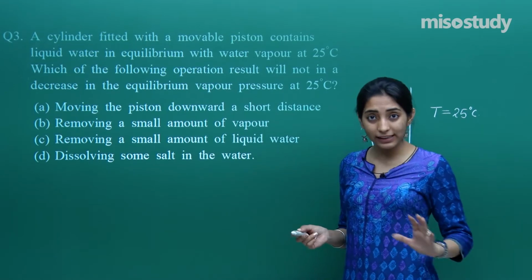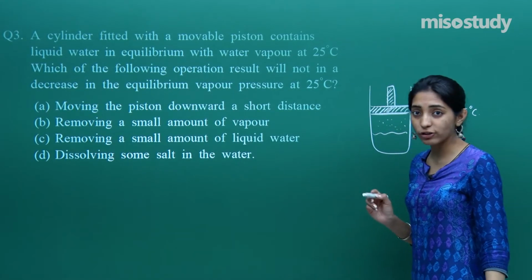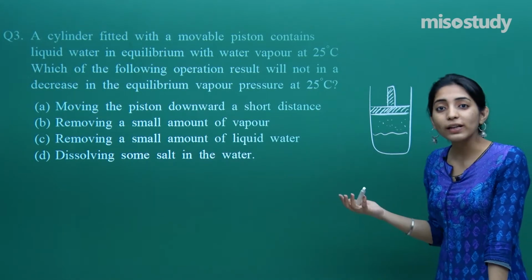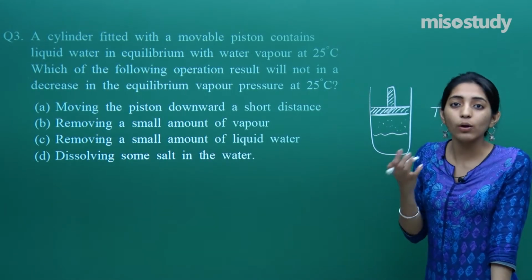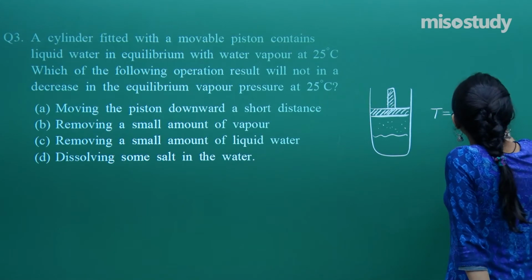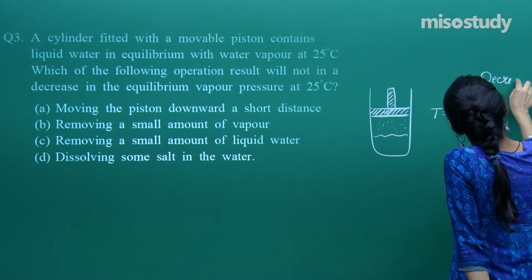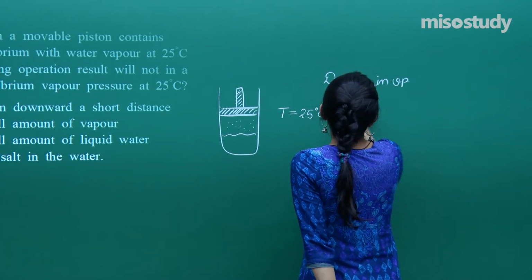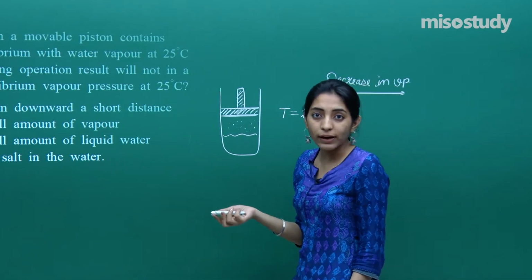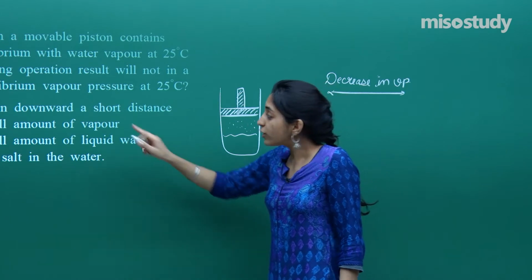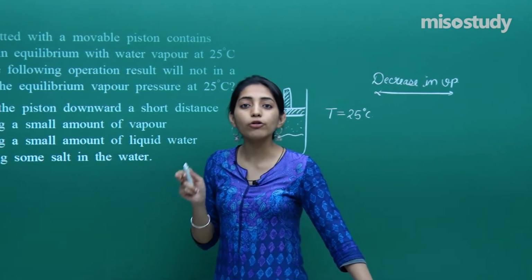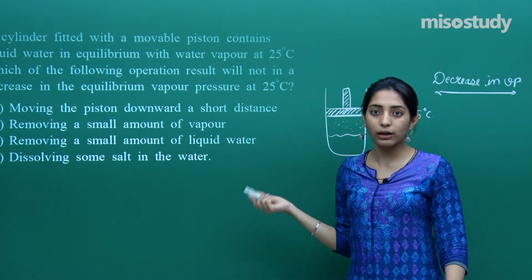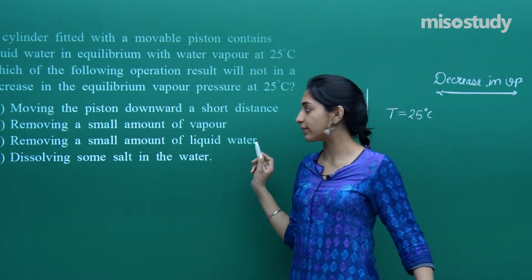So listen to the question. I am saying, what should I be doing so that there is a decrease in vapor pressure. So we want a decrease in vapor pressure. But the question is a little different. The question says which of the following will not bring about a decrease in vapor pressure. So let's do it both ways and find out the answer.